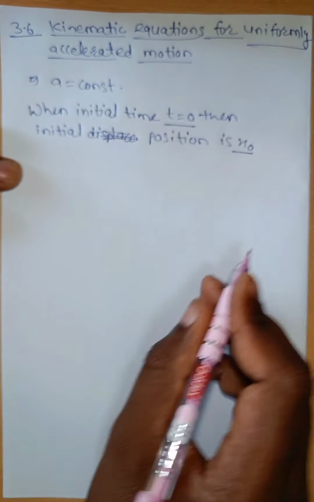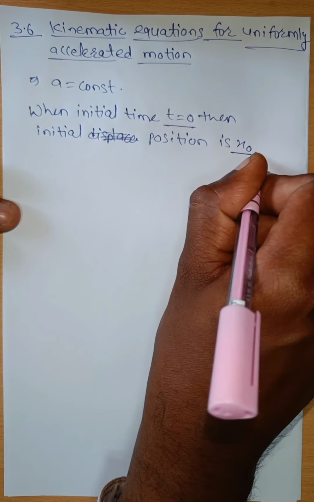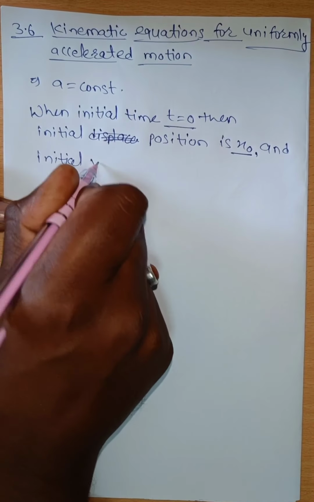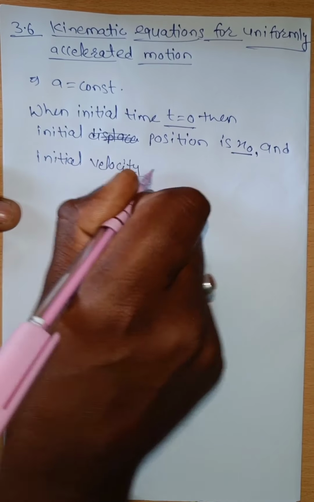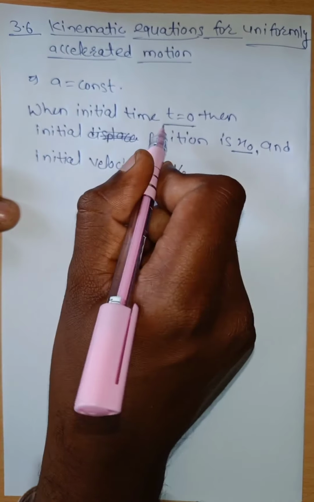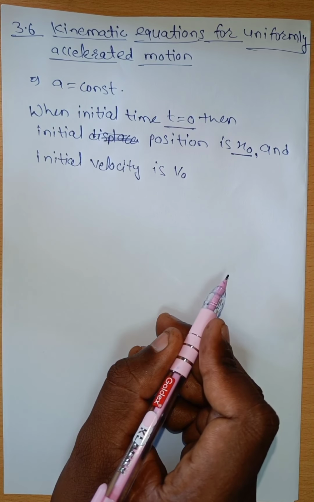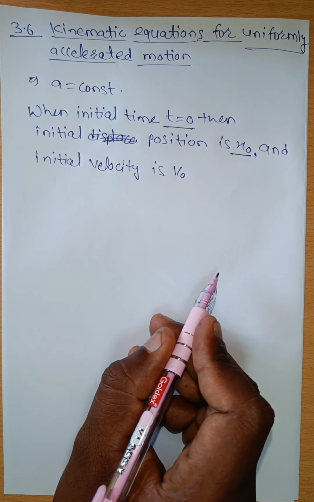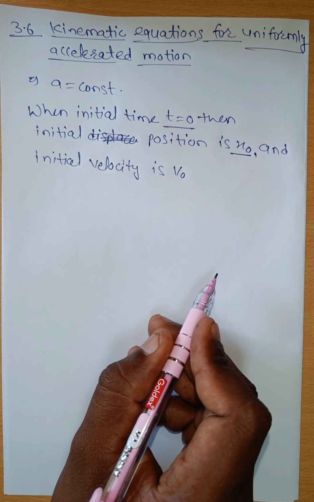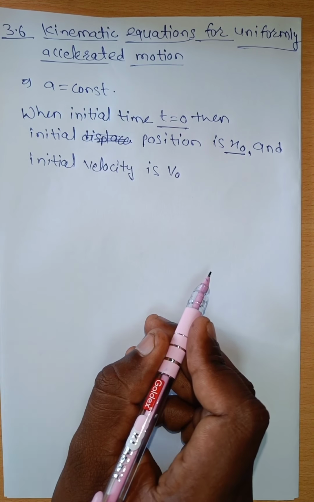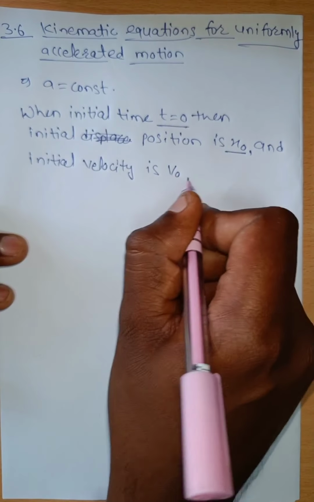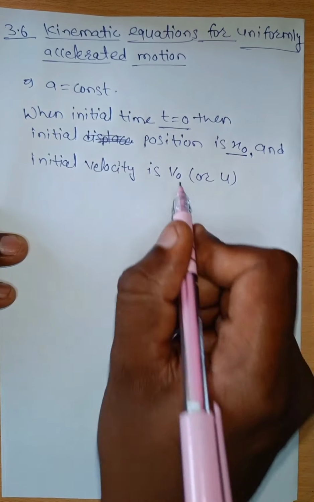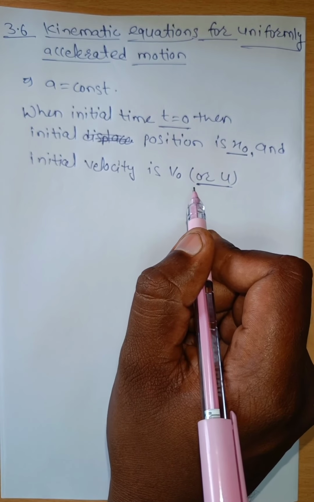When time t is equal to 0, the initial position is x naught and the initial velocity is v naught. When time is 0, the position where the object is present we call the x naught position, and whatever its velocity is at that time, we consider it as v naught, or in some books it is denoted as u.